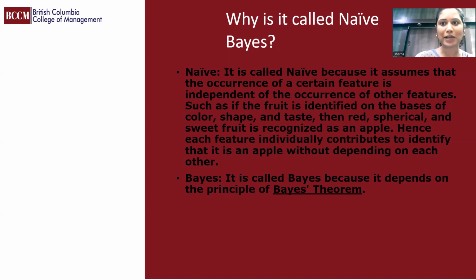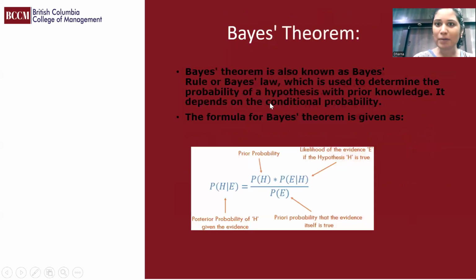And Bayes means that it is based on the Bayes theorem. So let's understand what Bayes theorem is. Bayes theorem is used to calculate the posterior probability, that is, to determine the probability of a hypothesis with prior knowledge. This is the formula for Bayes theorem. We are going to find the posterior probability given these values. P(H) means the prior probability of hypothesis H. P(E|H) means the likelihood of evidence E if the hypothesis H is true, divided by the probability of the evidence. We need to understand this formula using a numerical example.